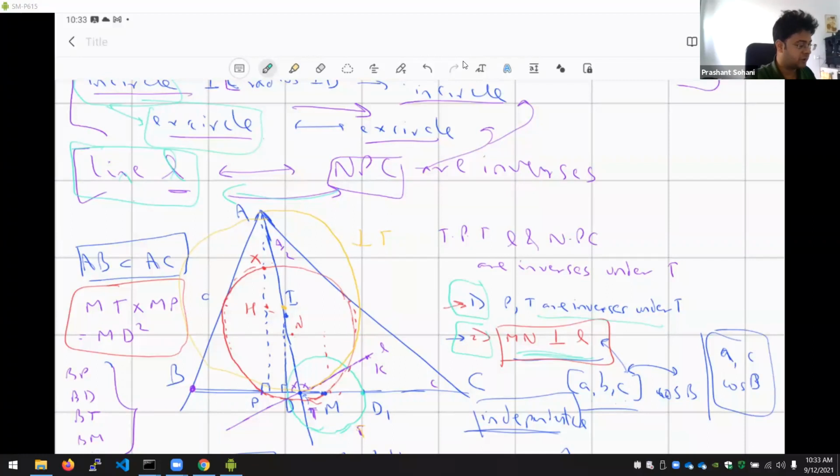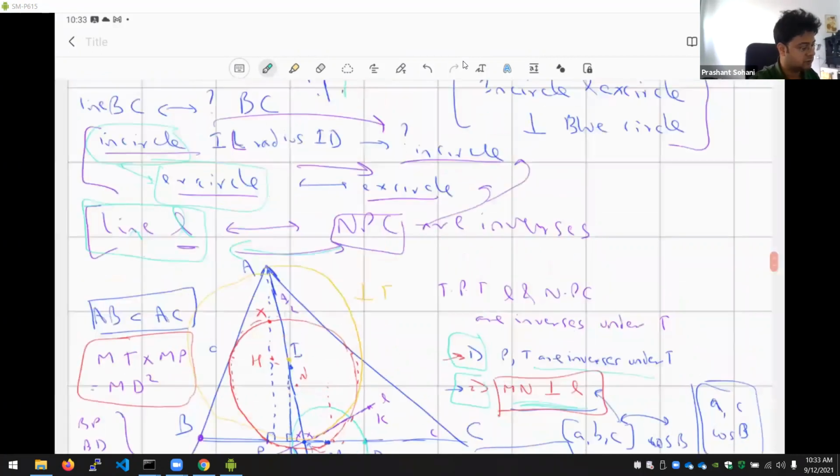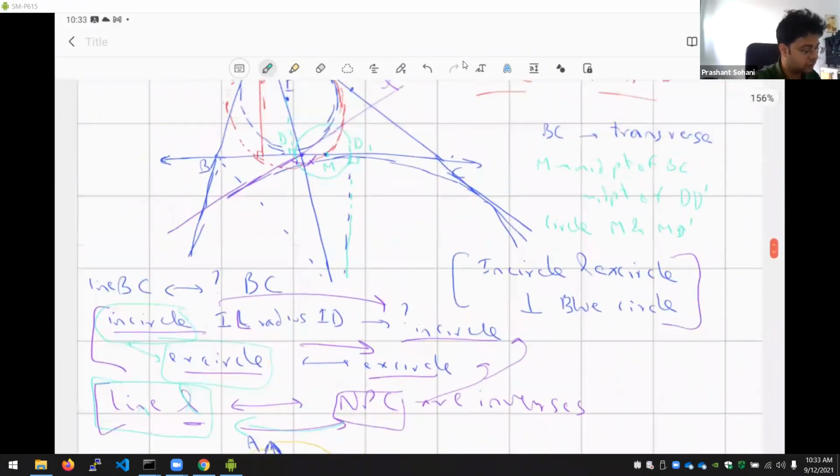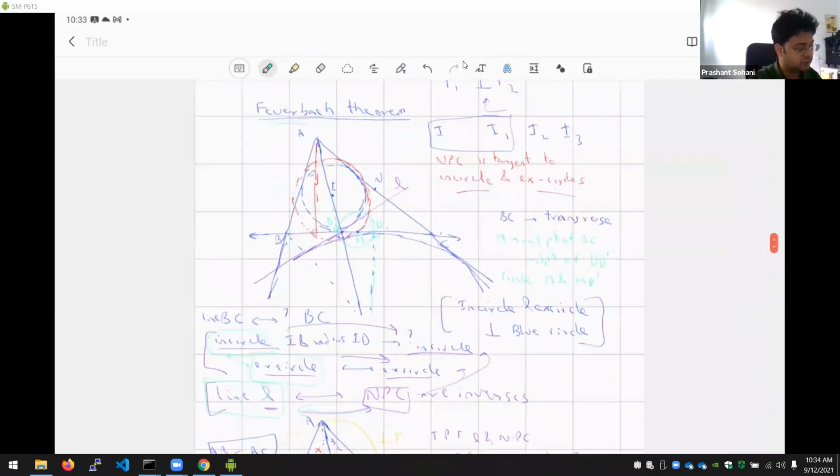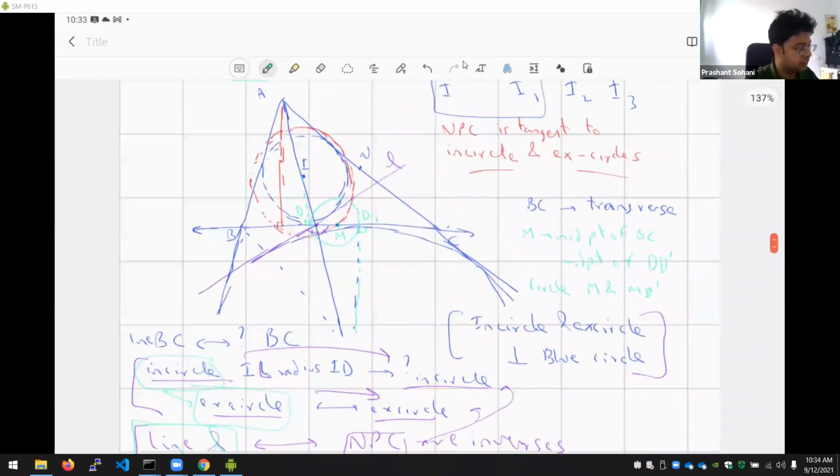So this gives you some demonstration of how you can use the various properties of inversion you have studied so far and put them together to solve a problem like this. Okay, so that was Feuerbach's theorem. I'll give you a couple of minutes to write down anything you want. Unfortunately, the proof is so big I cannot fit it on one slide, but I can just scroll if you are interested.